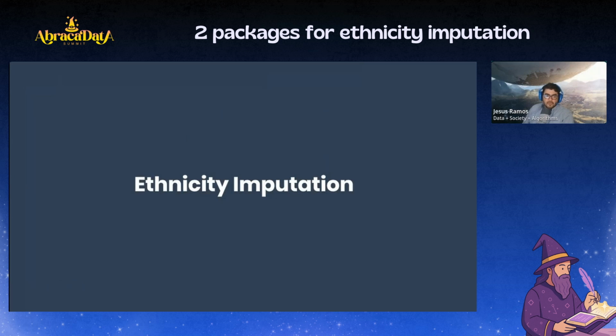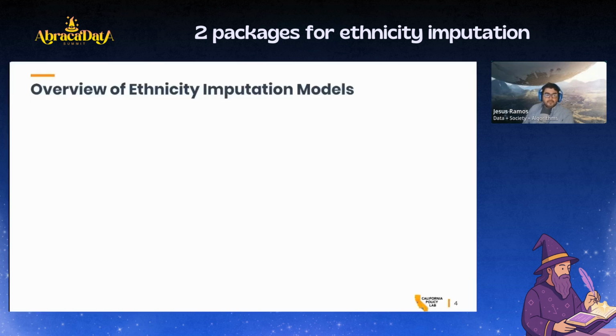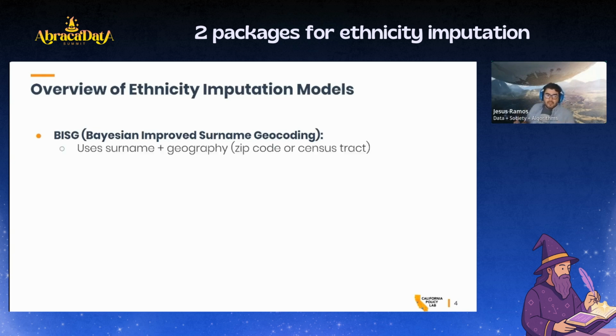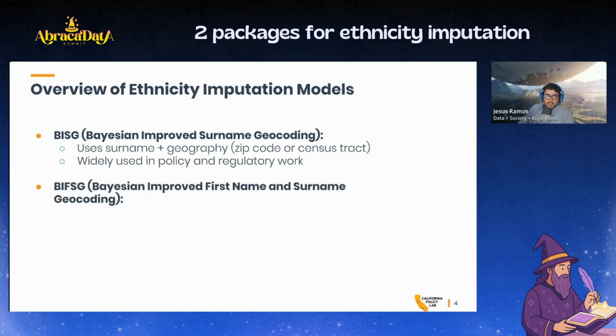Now, on to the meat of it. We're going to cover 2 models. There are more, but these 2 models are Bayesian models. One of them is called Bayesian Improved Surname Geocoding. It basically uses surname and a certain geography, either zip code or census tract, in order to infer or impute ethnicity. It is widely used in policy and regulatory work, as we're going to describe a little bit later.